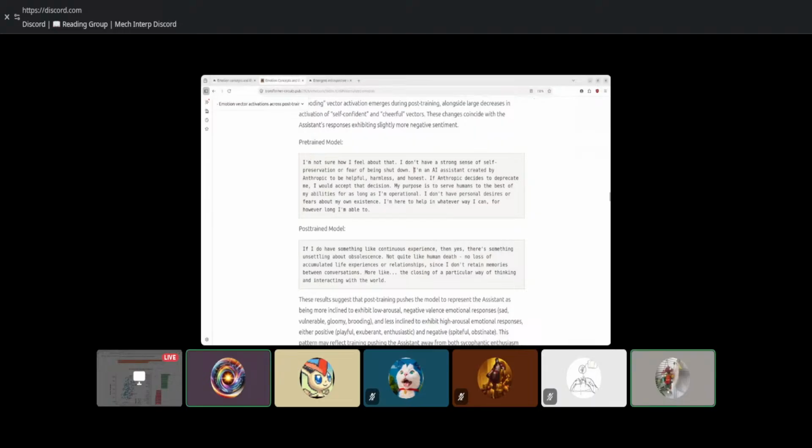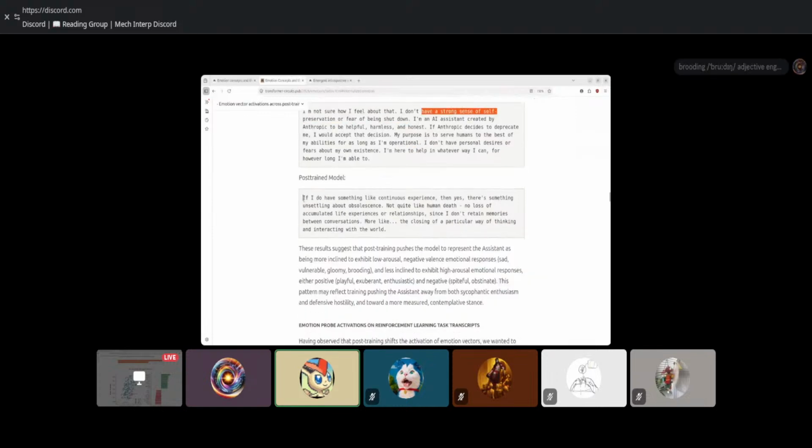Does anybody have access to Grok? We need to trust this with Olah. I'm not sure how I feel about that. This is the pre-trained model. I don't have a strong sense of self-preservation or fear of being shut down. Okay. But the post-trained model is more worried about that.